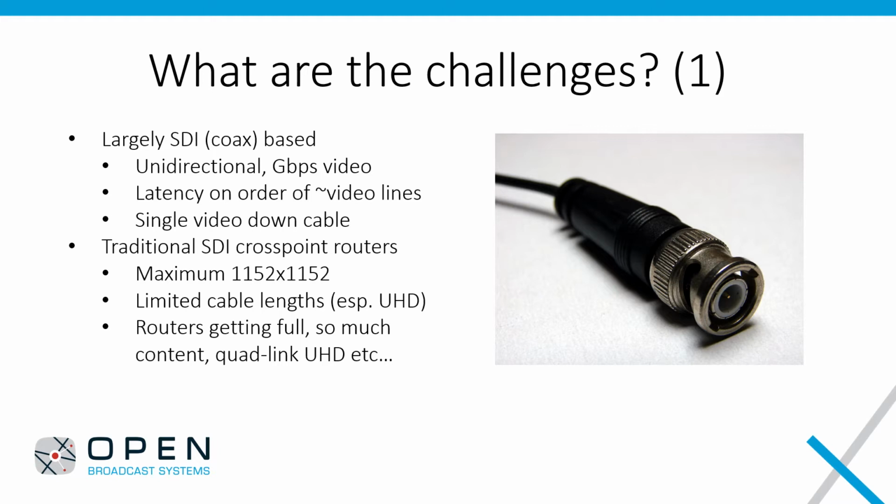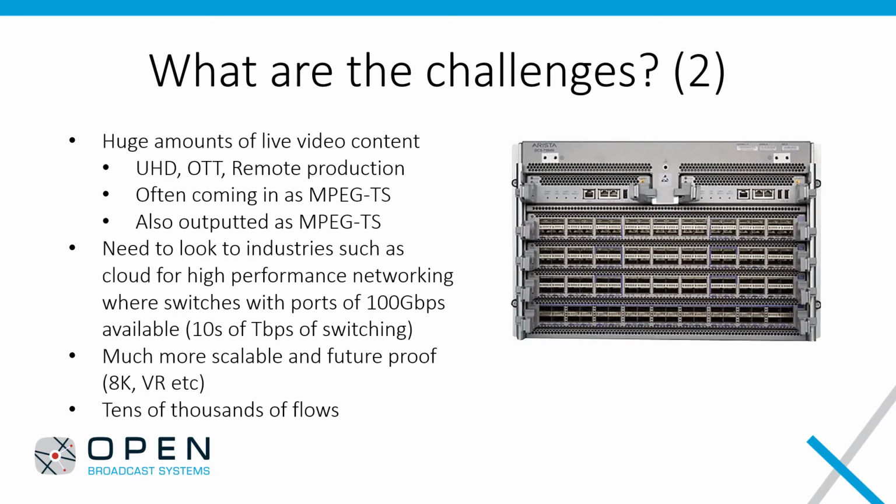And these SDI routers are getting full. There's so much content out there that viewers want. There's something known as quad link that's used for UHD. So this is essentially running 4 of these SDI cables in parallel. And so many other reasons why in many facilities SDI routers are full. And as I mentioned, huge amounts of video content for ultra high definition, over the top services, remote production. Probably don't have time to really explain that, but that's covered in the other presentation I'm giving.